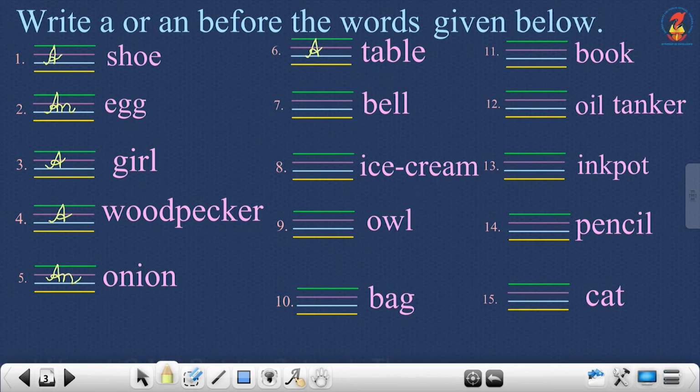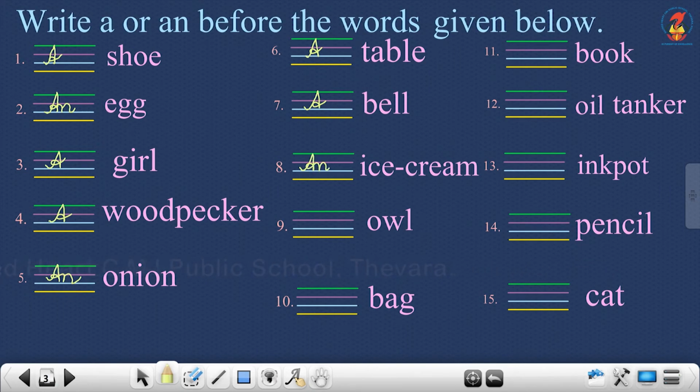Next, my little ones, we have bell. B. B sound. So it's starting with B sound. What will be the answer? Which article are you going to put over there? Right. A bell. Next. Dash ice cream. Ice cream. I. So what do we have? It's starting with a vowel. So we are going to write an ice cream.